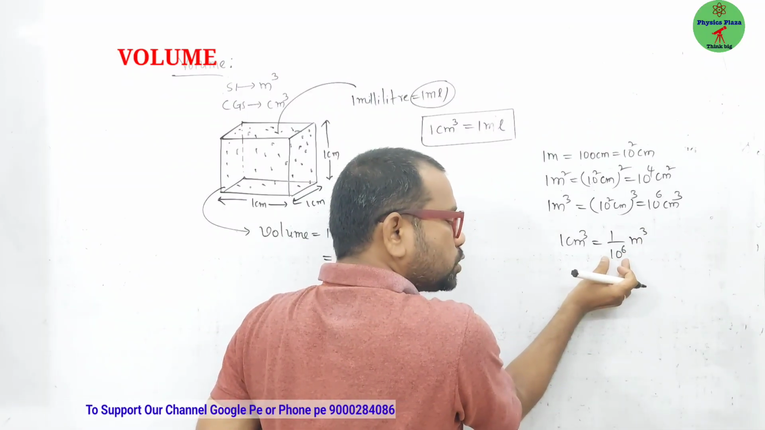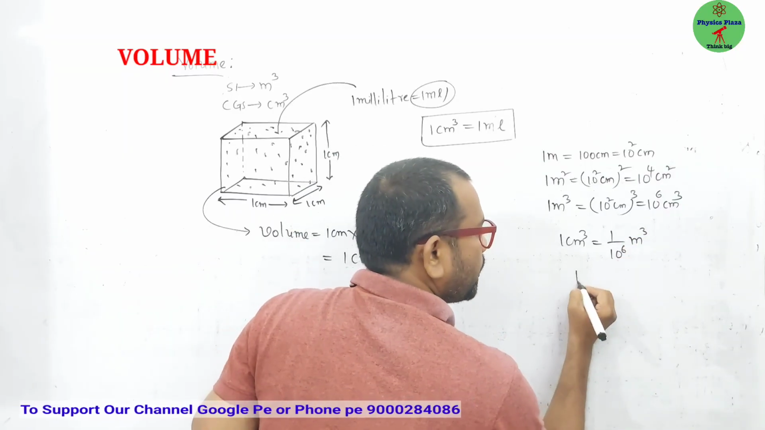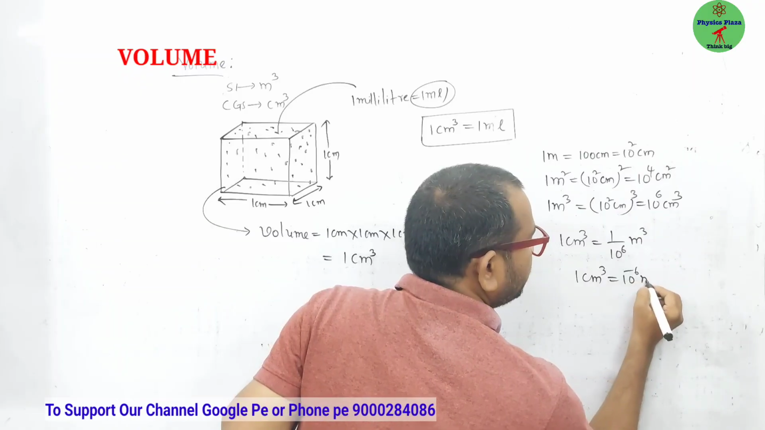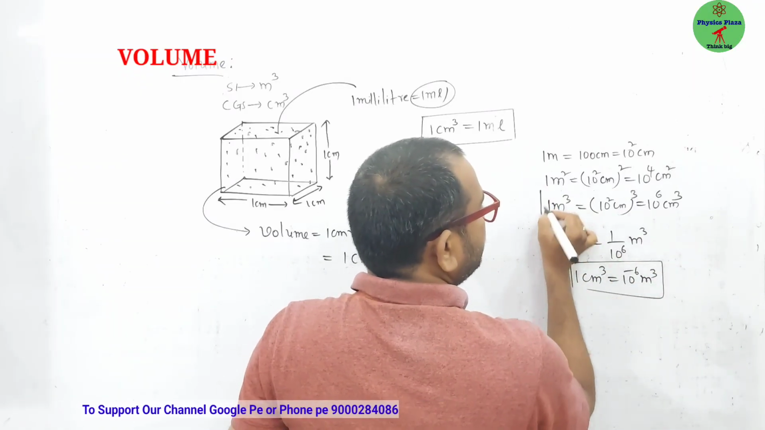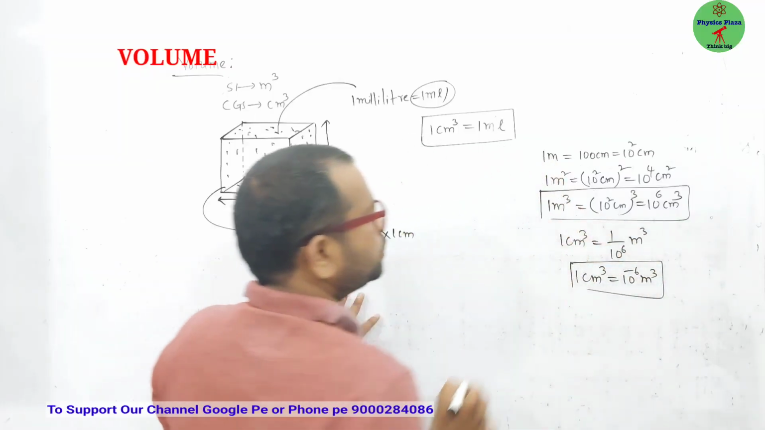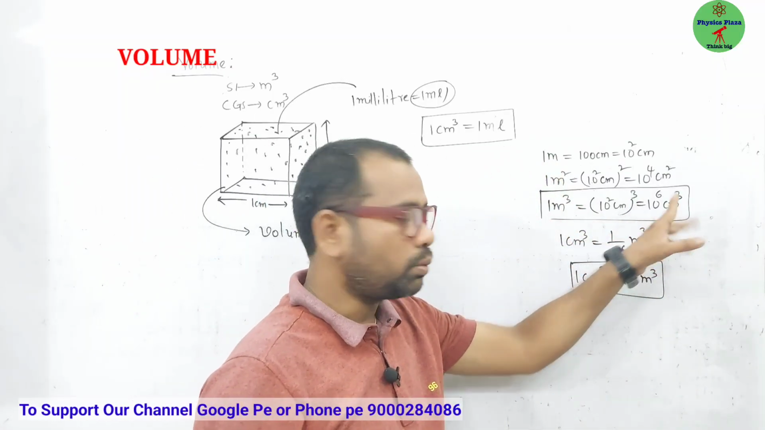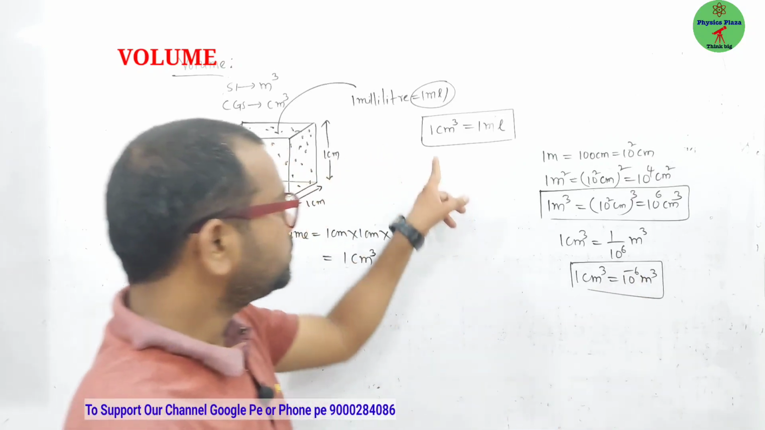Whenever you bring the denominator to the numerator, the power will become negative. So 1 centimeter cube is equal to 10 power minus 6 meter cube. Children, these units are very important for conversions and numericals. So 1 meter cube is equal to 10 power 6 centimeter cube, or 1 centimeter cube is equal to 10 power minus 6 meter cube. And this is very important.